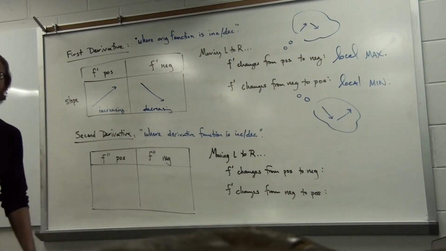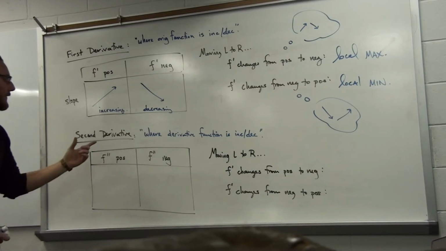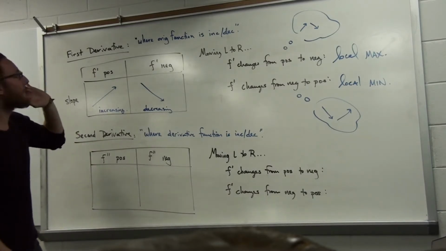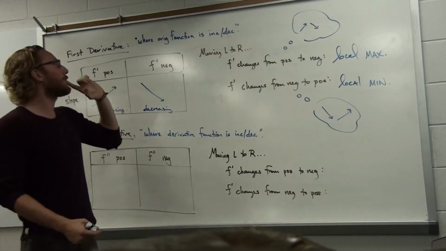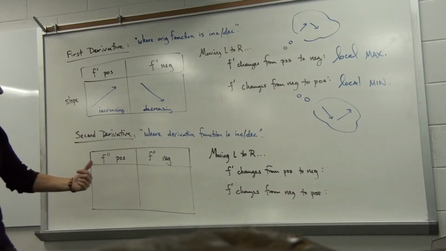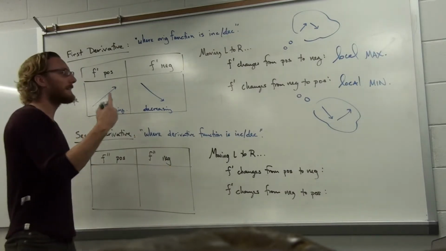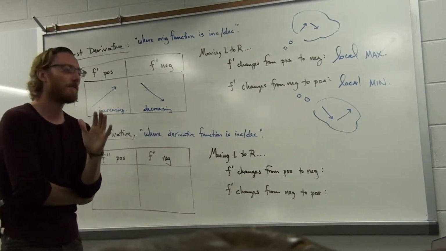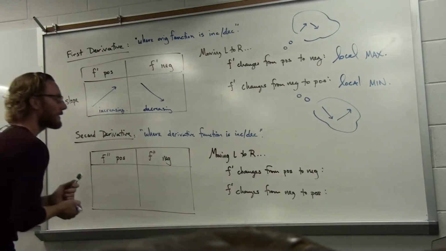Okay, now let's talk about the second derivative. The second derivative is the derivative of the derivative. So whereas the first derivative tells you where your original function is increasing or decreasing, the second derivative tells you where your derivative is increasing or decreasing. And then you say, man, what does that possibly look like? Here, let me show you this picture.